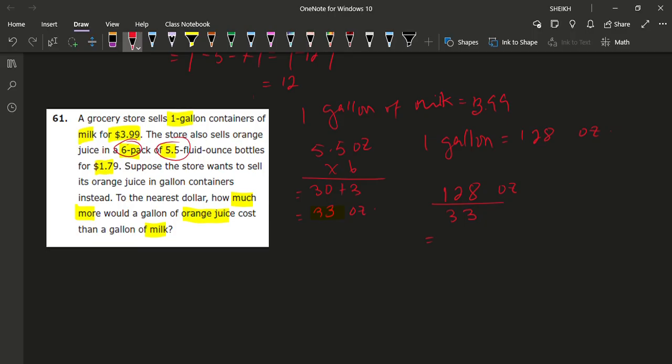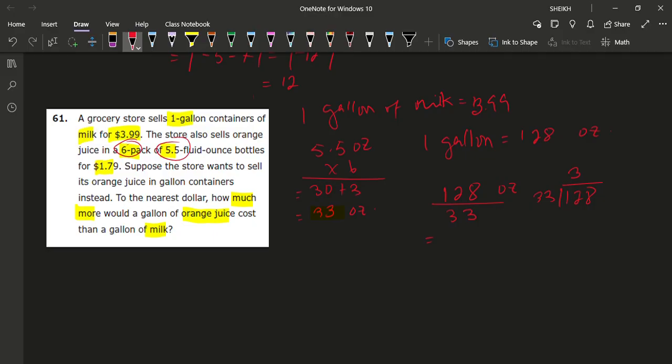Since one pack is 33 ounces, we're going to do 128 ounces divided by 33. So if I divide this, right, it's going to go what? 4 times 3 is 12, 120 plus another 12 is going to be 132. It's going to be just above 128 ounces. So it's going to be approximately 3 point some packs, right? 3 point some pack.